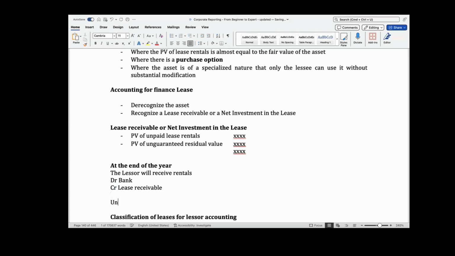Also, there will be unwinding of discounts. Don't forget, whenever we do present value, we need to unwind the discount at the end of each year. And since we are unwinding the discount on an asset, we are going to unwind it with finance income. Unlike for a liability, where we did it with finance costs, this one will credit the finance income. Do you know what will be debited? The lease receivable, to increase it.